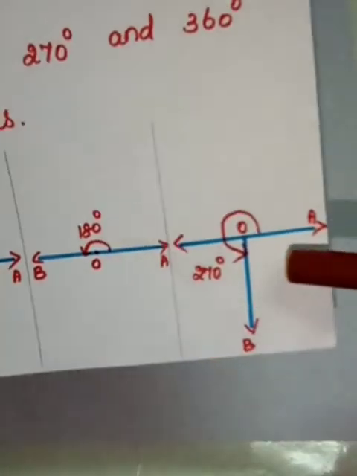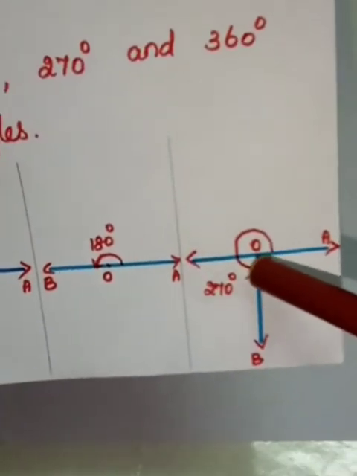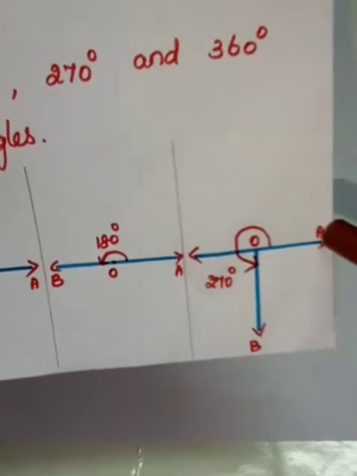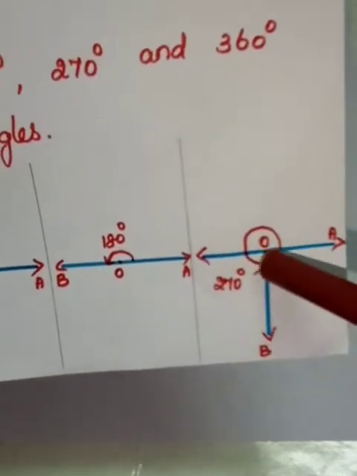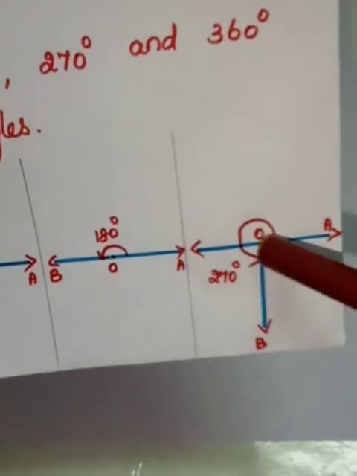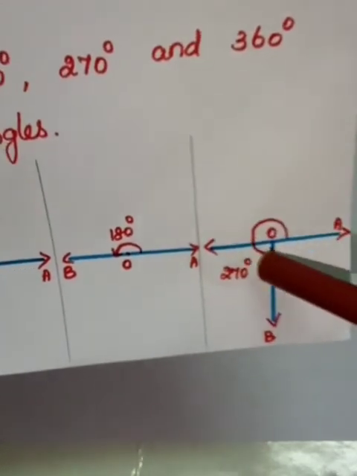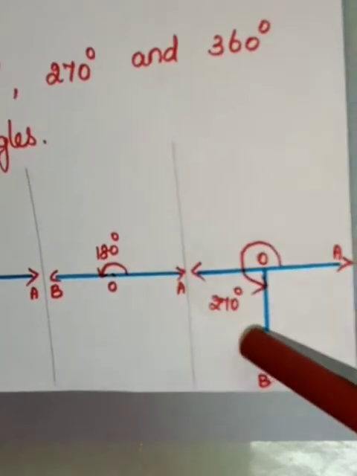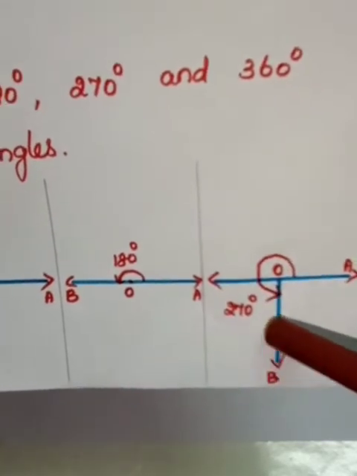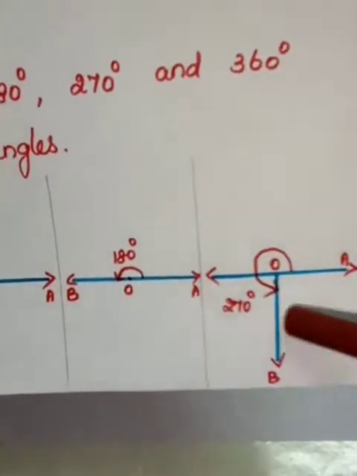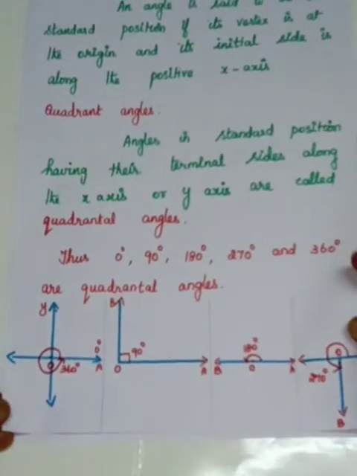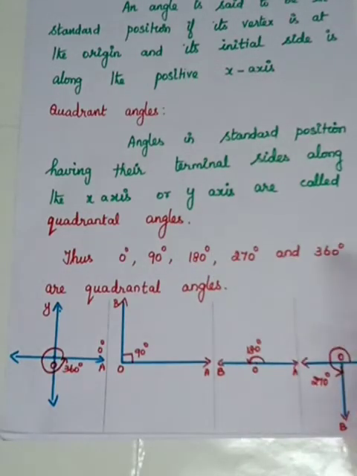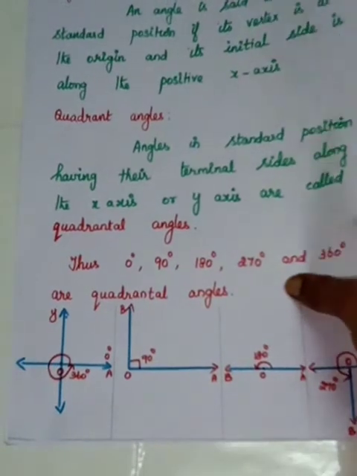And in the same way, you just look at this. O, the vertex, is at the origin, and OA is on the positive x-axis, and your OB, the terminal side, you just see that it is on the negative side of the y-axis after this much rotation. So how much is it rotated? 270 degree. So this is also a quadrant angle because its terminal side is on the negative side of the y-axis. So therefore the angles 0 degree, 90 degree, 180 degree, 270 degree and 360 degree are called quadrant angles.